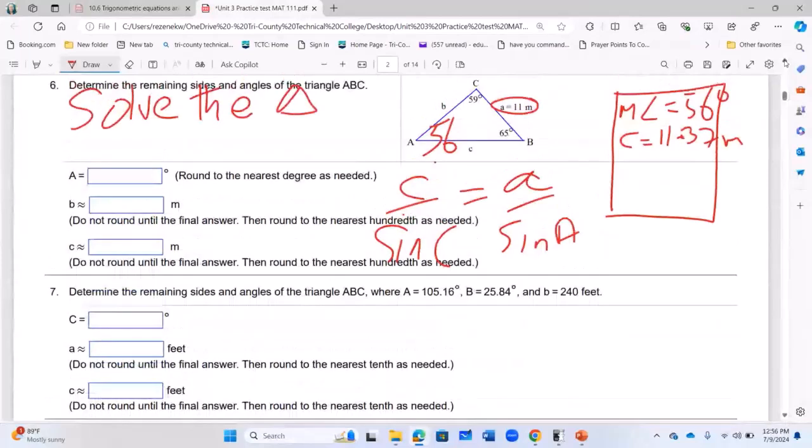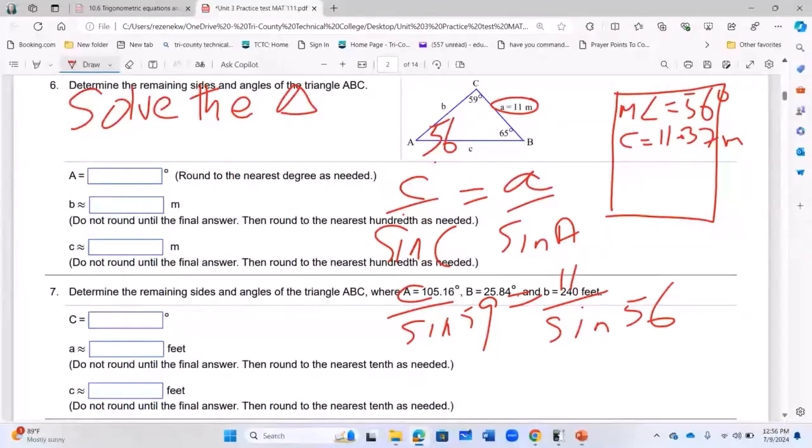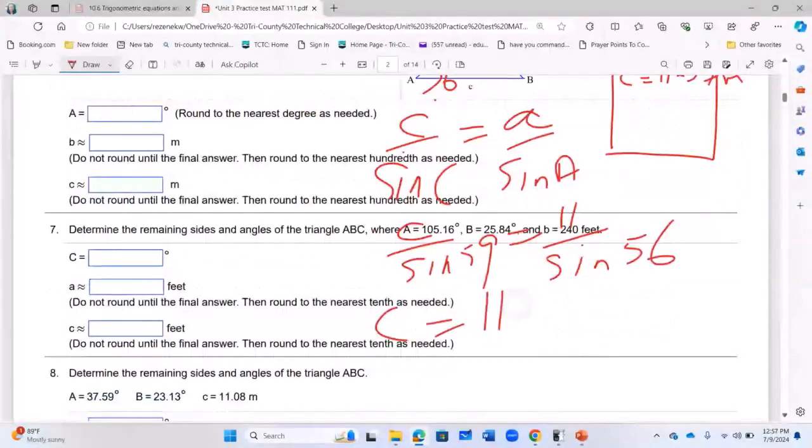All right, so C over sine C. This is my C here. Sine C is sine 59 degrees, is equal to A over sine A: 11 over sine of 56 degrees. Then I isolate C. So now I have C is equal to 11 multiply sine 59 degrees divided by sine 56.